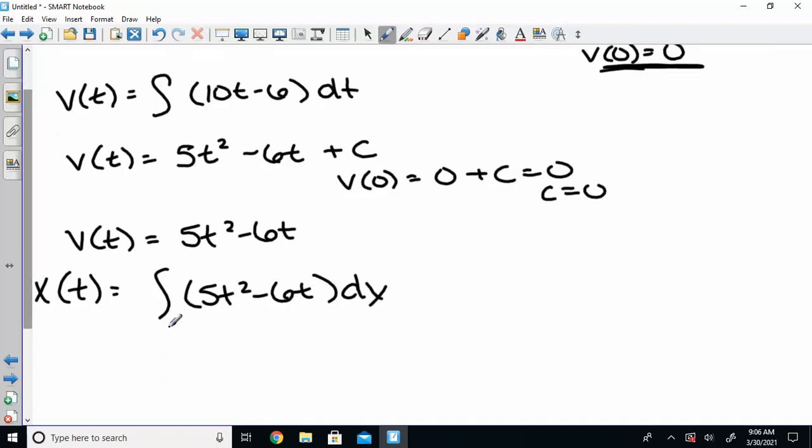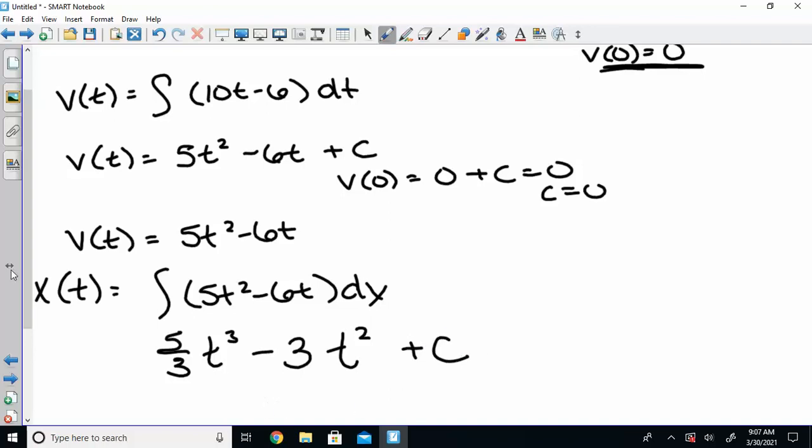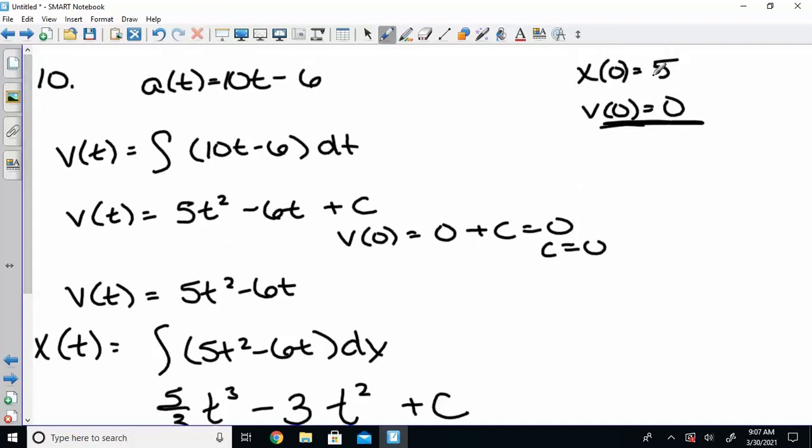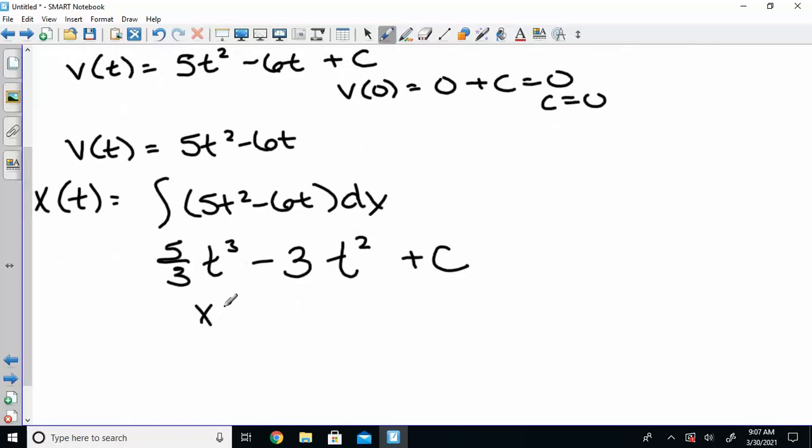So if you add 1 to the power, that's t cubed, so you need a 1/3 times that 5 is 5/3. Add 1, that's t squared, so you need a 1/2 times 6 is 3 plus c. I told you position at time 0 was 5, so if you plug in a 0 for all of your t's, you get 5, so the c is 5.